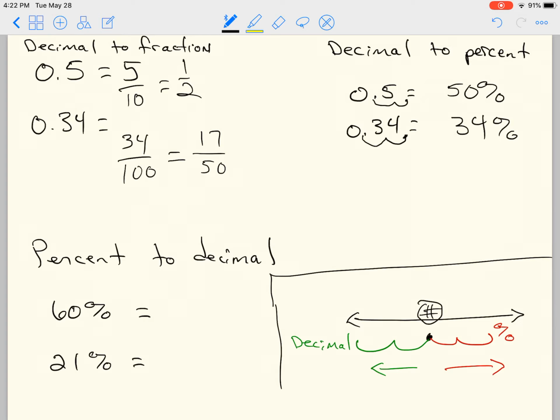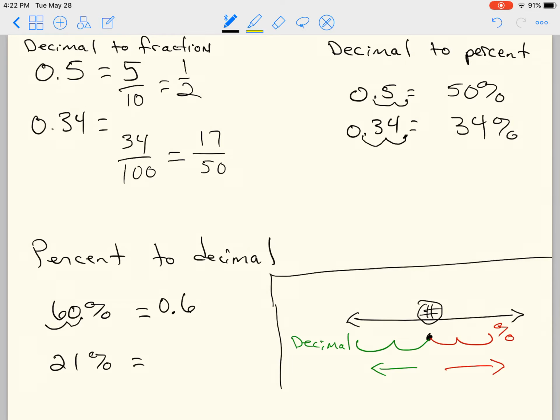Lastly, percent to decimal in the bottom left corner. Since that's a whole number, my decimal is there, right beside the 0. If I want to make it a decimal, I go 2 places to the left, and the answer would be 0.6. You don't need the 0 on the end. We'll put it up front, though, as a placeholder.